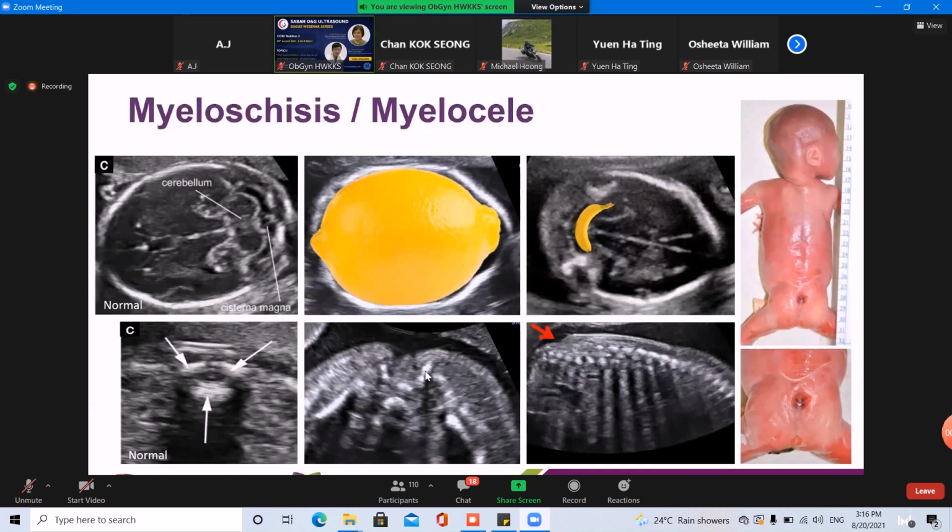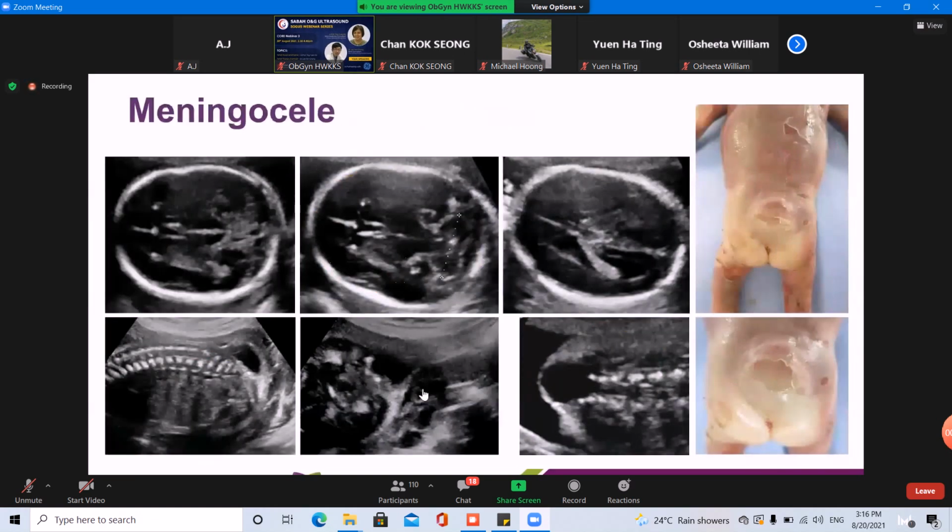And when you look at the transverse section, you can't see covering skin. And when you examine this neural arch, you can see that instead of Chinese character 8, you'll see a reverse Chinese character 8. So this is the baby here, no skin covering here, no cystic mass, just a hole at the back. So this is a case of meningocele.